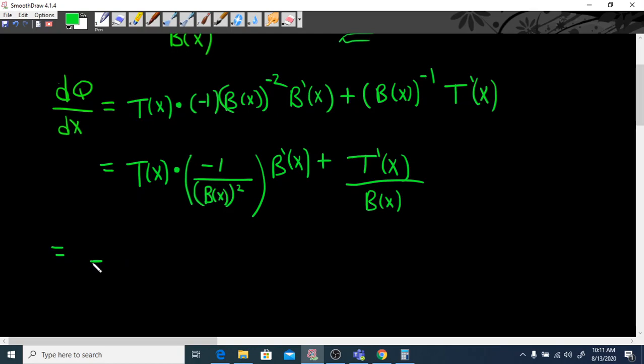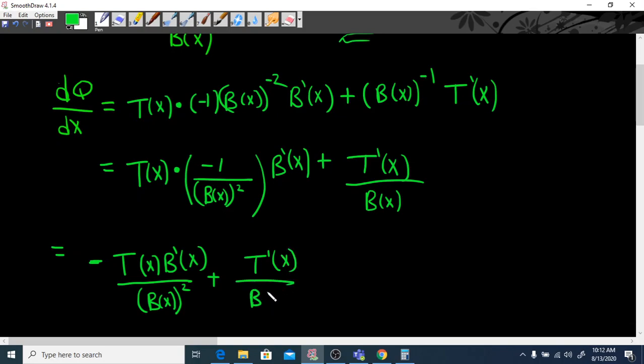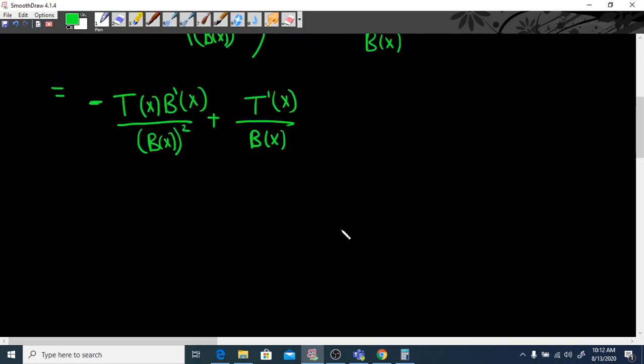So this is going to be the negative of, we have multiplication here, so this is going to be t, and then the derivative of b, over b squared, plus the derivative of t over b. And from here on out, I'm going to suppress the input. In other words, I'm going to get rid of the x. I'm just going to abbreviate using t and b. So here's what I'm saying.